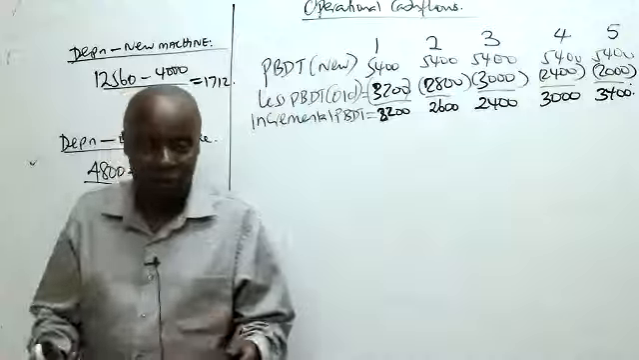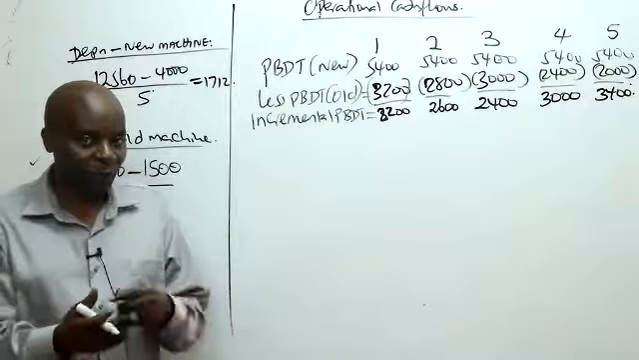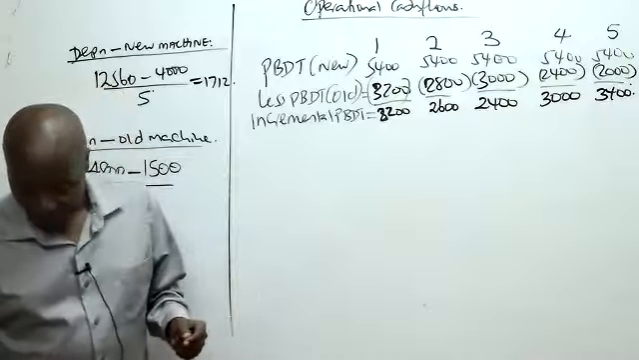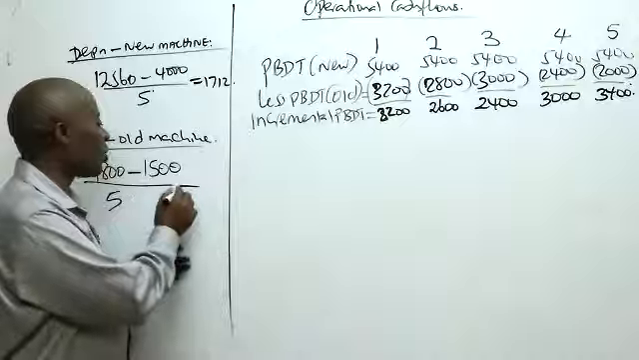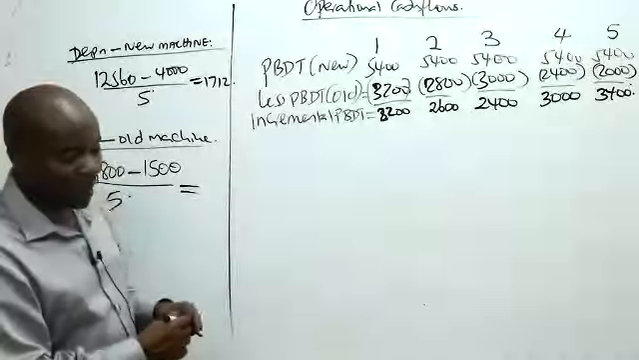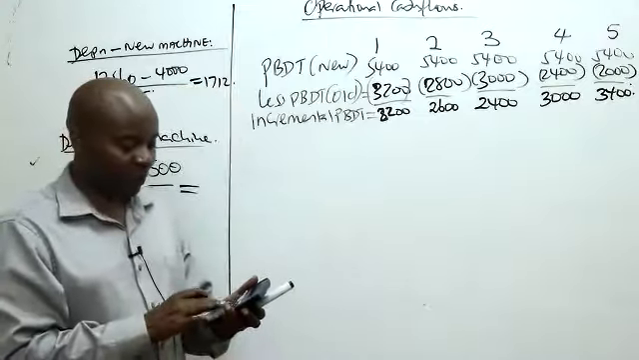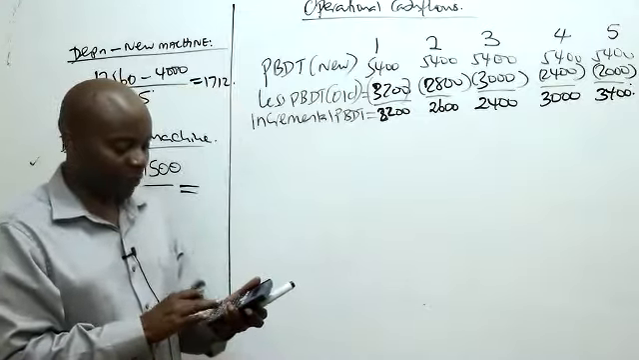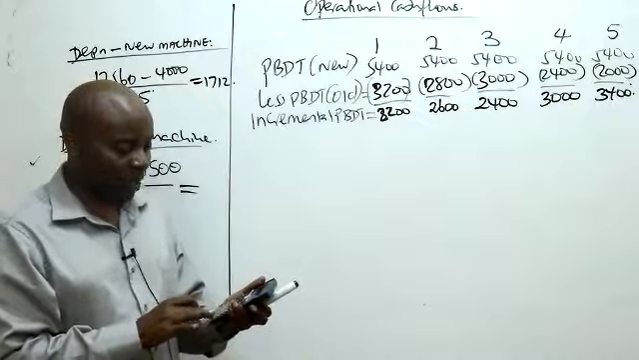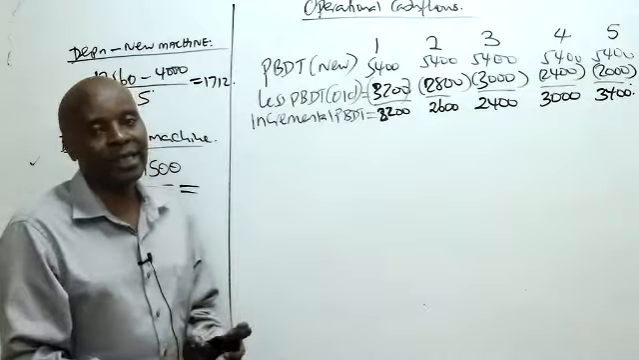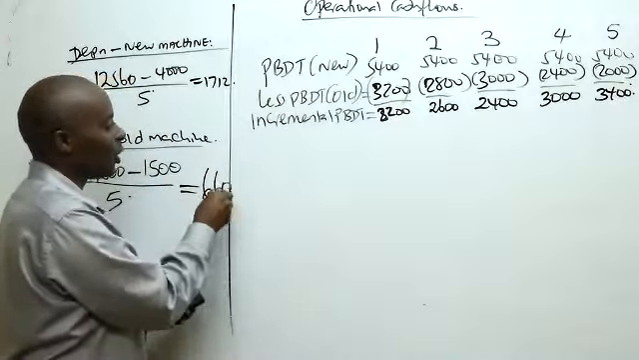This is a revaluation, because you have changed the metrics. So you divide by what year? By 5 years. So let's see whether those students got it right. 4800 minus 1500, divided by 5. We are supposed to get 660. Thank you very much for trying, although you are wrong there.